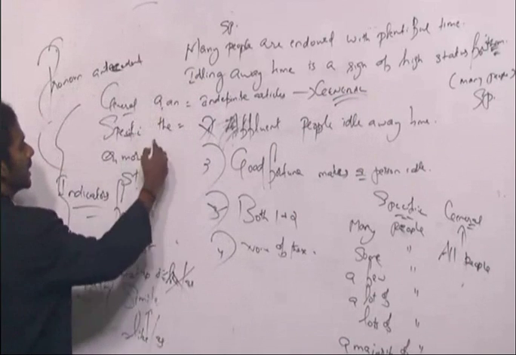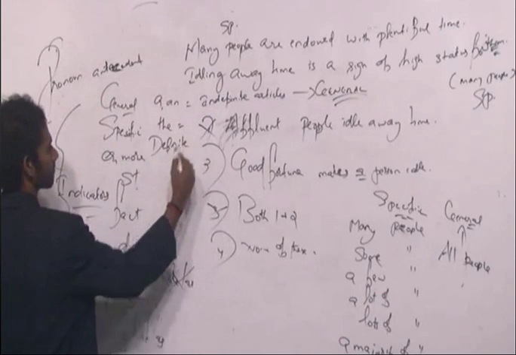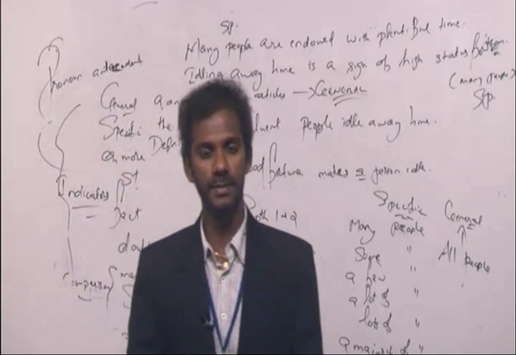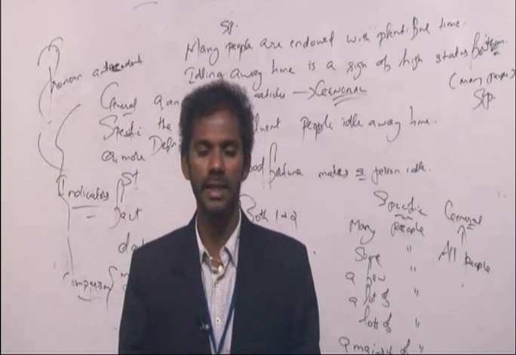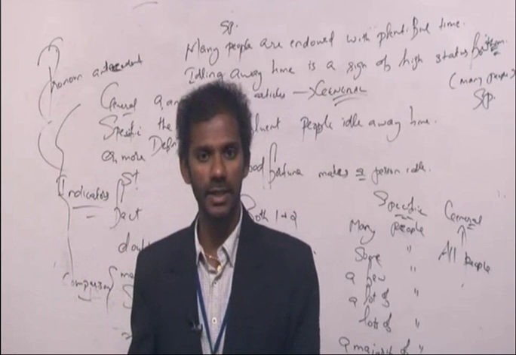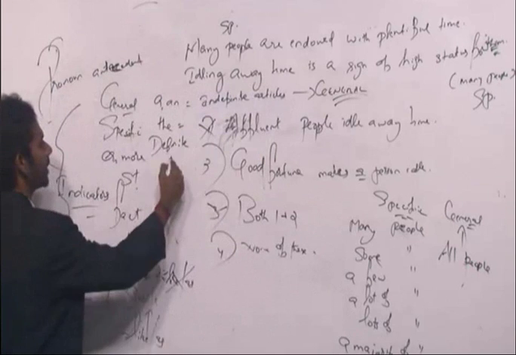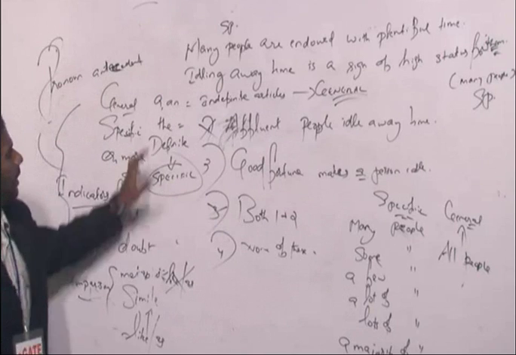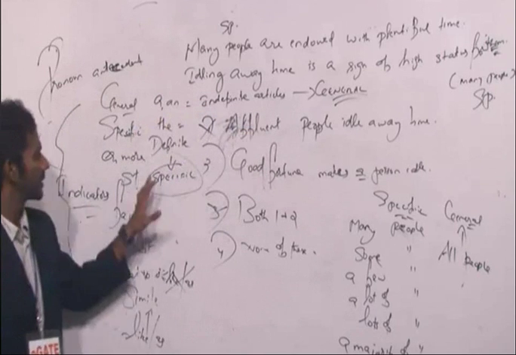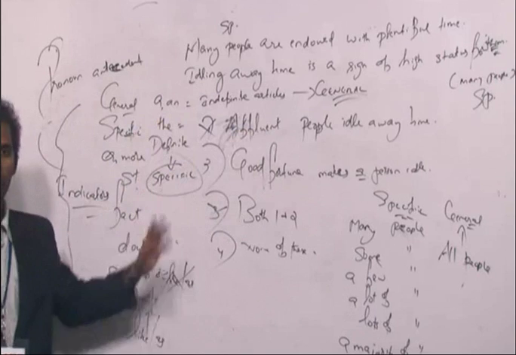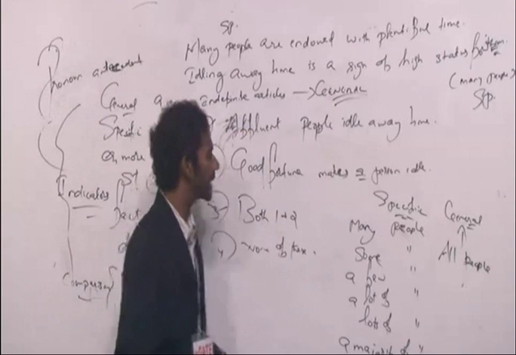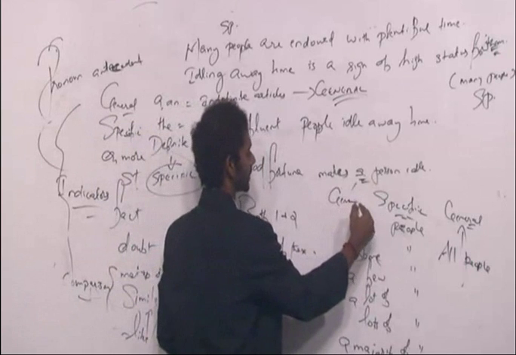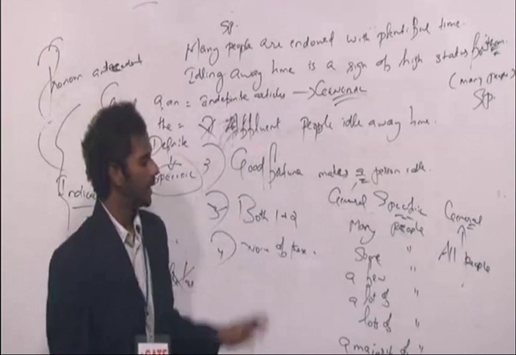The is called the definite article. The is called the definite article because we use the to refer to a specific person or a specific object. That's why the is termed as the definite article. That means the definite article is taken as specific. Clear? So a and an are taken as general, whereas the is taken as specific. Now come to option 2 once again. Good fortune makes a person idle. A person is general.